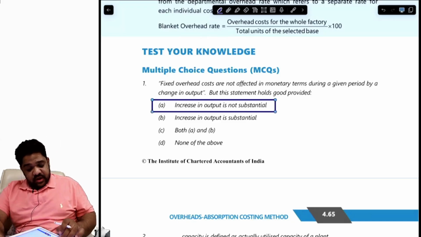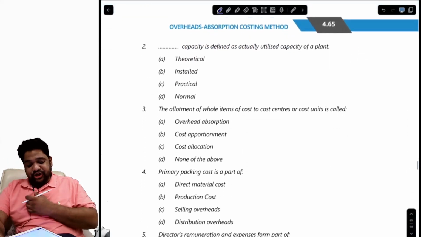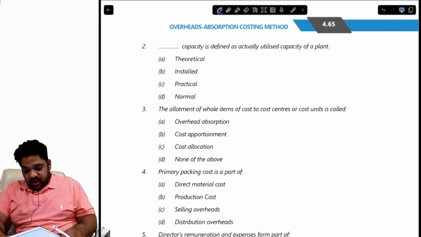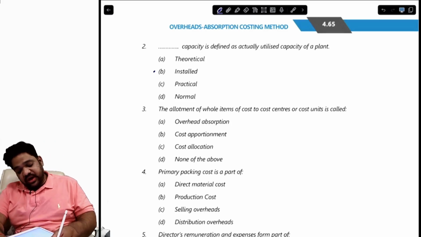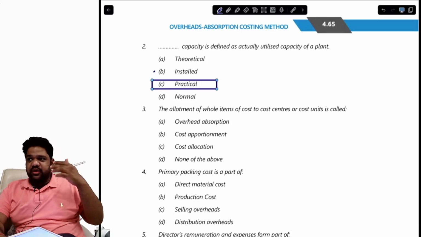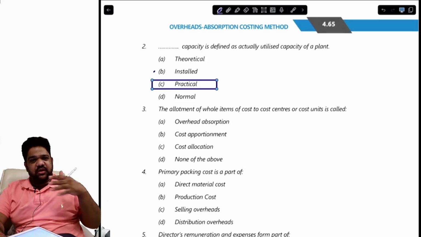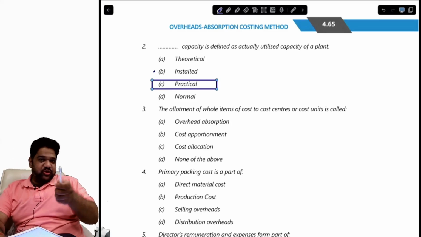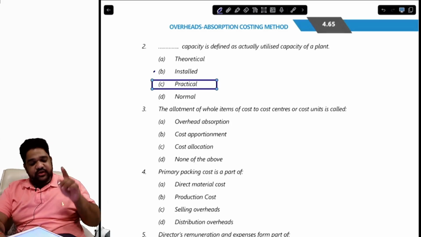Are we understanding? Now, the next one, dash capacity is defined as actually utilized capacity of a plant. Now, this one is interesting. What would you call the capacity which is actually utilized of a plant? It is the practical capacity. The theoretical capacity is when you're working 24 hours a day, all the days in the month, year, etc. Installed is what can be done. Practical is what you can do. Normal, we actually have an MCQ on that, so we'll look at it.